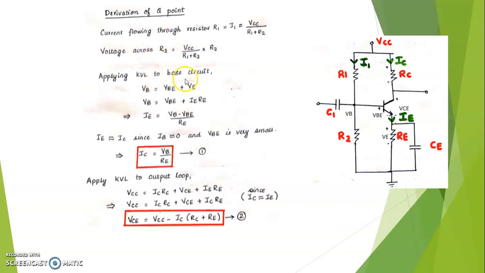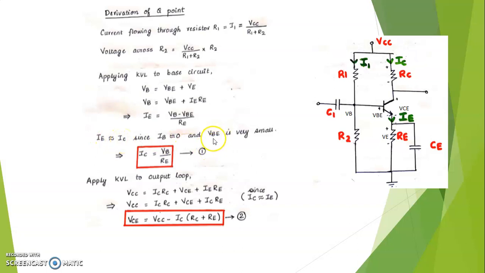Now we'll apply KVL to the base circuit, starting from here. VB is equal to VBE plus VE, and VE can be written as the current IE into RE. That is how we got this equation, and from it we will derive IE. We'll just rearrange the terms. And we know that IE is approximately equal to IC, because IB, the base current, is very small, in microamperes, and we can neglect that. So we can assume that IE is approximately equal to IC.